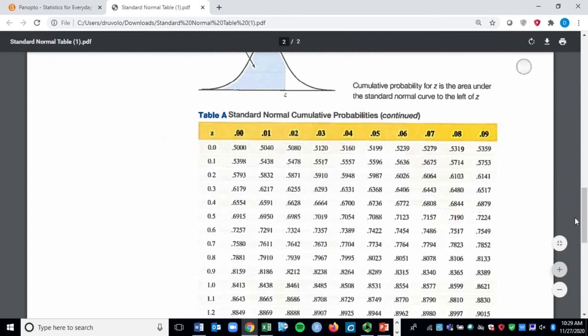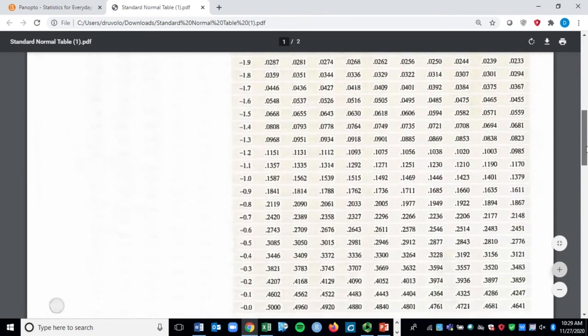Now, what's the other way that you could do that? You could use the idea of what? Symmetry. So if you looked up a negative 1.02, I think you're going to find that number also, 0.1539.